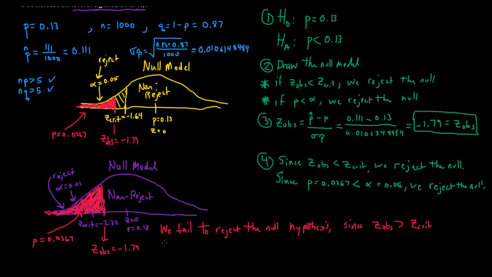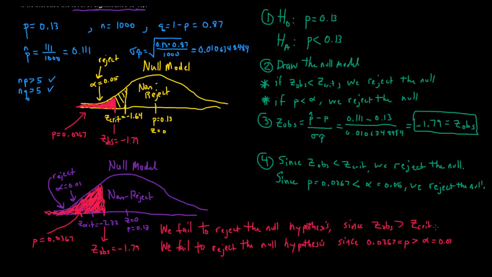P, so we fail to reject the null. Since P, which is 0.0367, let me fix that, 0.0367, that's equal to P, which is greater than alpha, which in this case was 0.01.